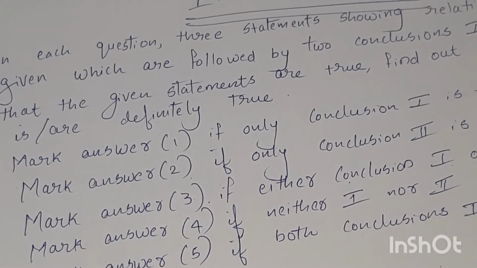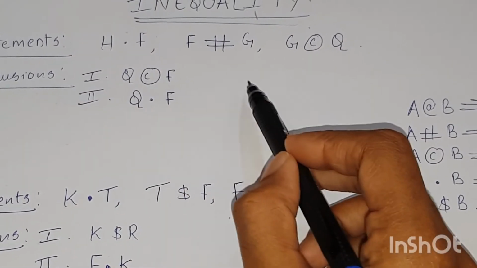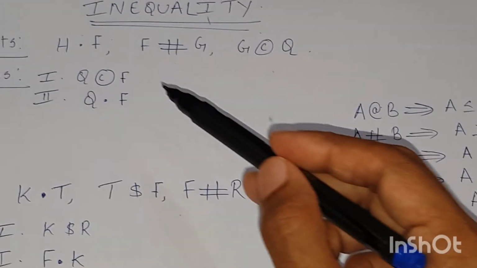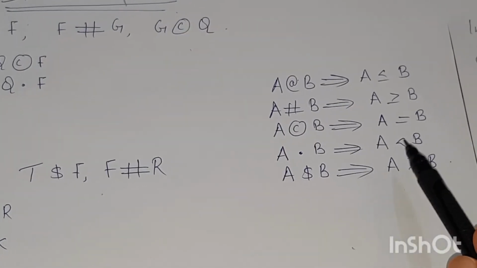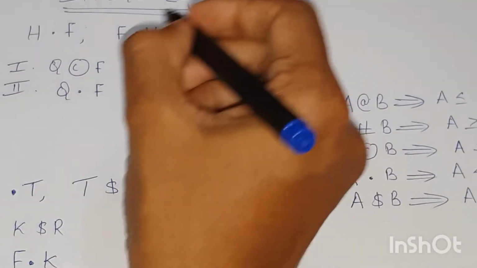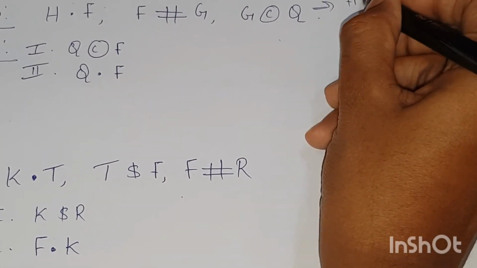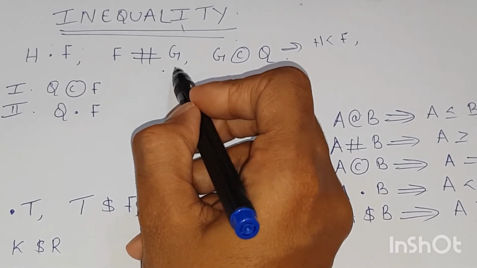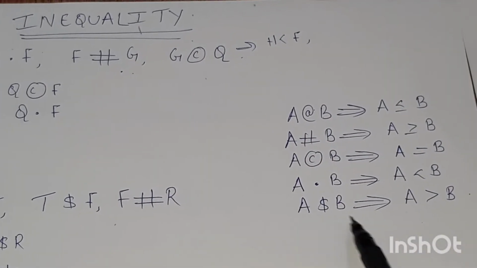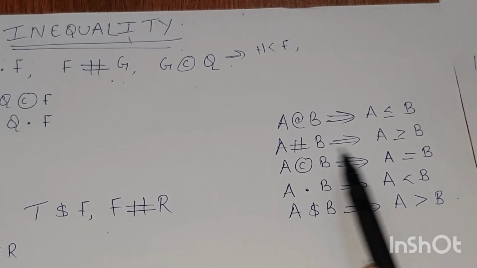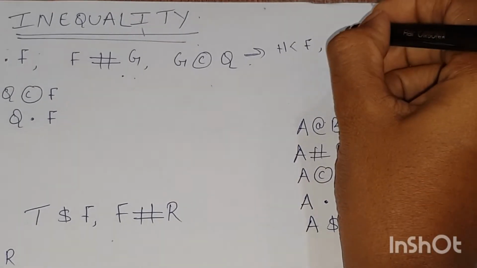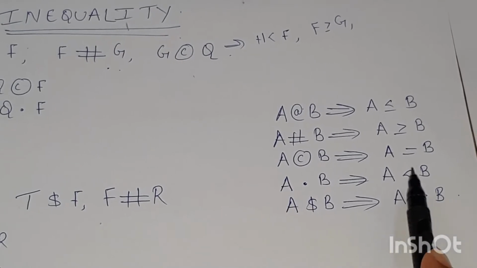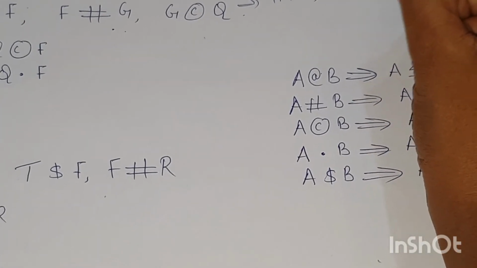Okay. Next statement, H . F, F # G, G © Q. Here we have the conditions, right? So H . F, dot means less than, right? So H . F means H is less than F, okay? Now F # G. Hash means greater than or equal to. So F is greater than or equal to G. G © Q. Copyright means equal to. So G is equal to Q.